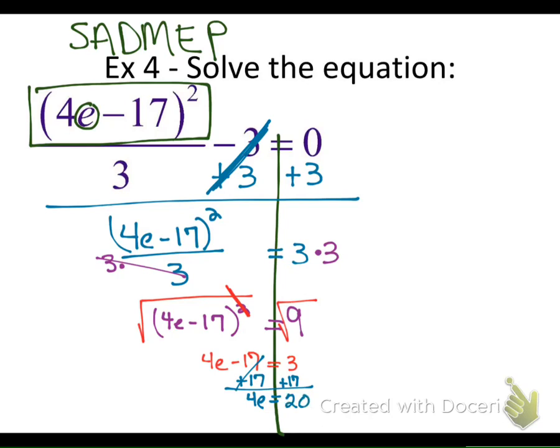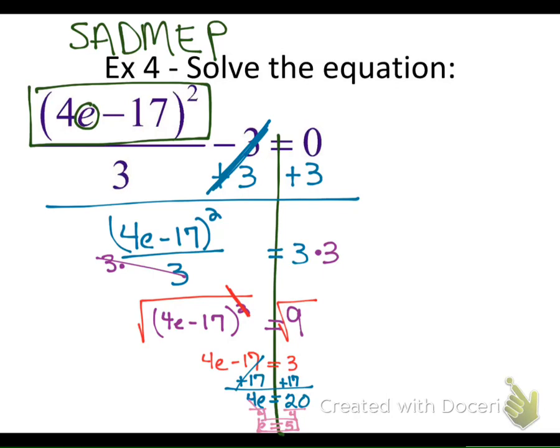And I'm down to a one-step equation. How do I get the variable e by itself? I divide by what, Damon? 4. And I'm going to run out of room, you guys. So 20 divided by 4 is? 5. Good, Kira. And that's our final answer. Should have written a little bit smaller up here, huh?